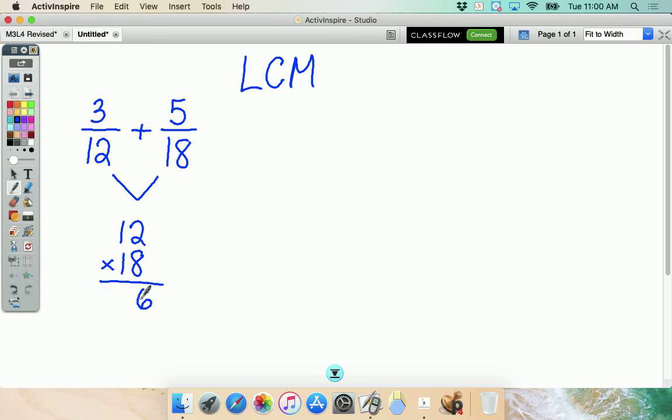Let's see. 216. I don't think I want 216 as my common denominator. Does anybody else want 216 as their common denominator? No. So we've got to come up with a better way to do this. And that's where LCM comes in. It's actually working smarter, not harder.